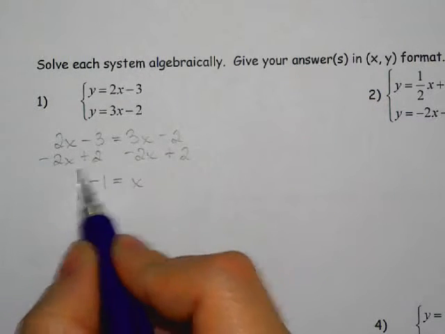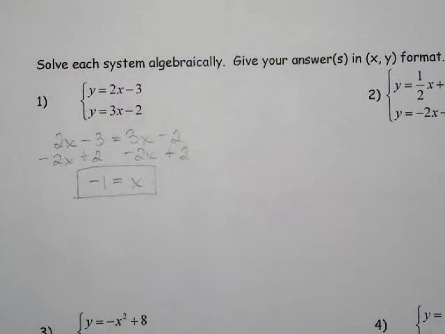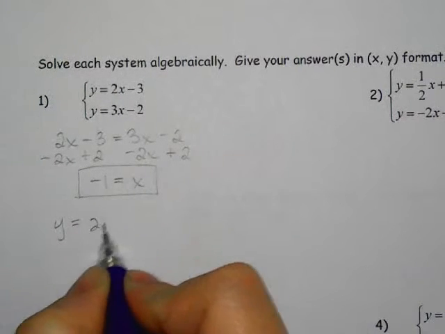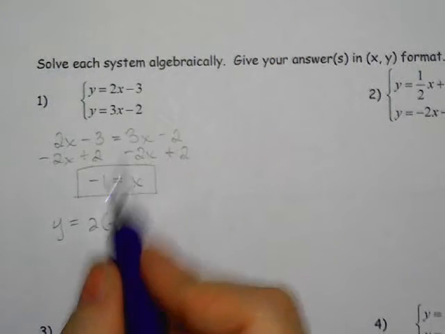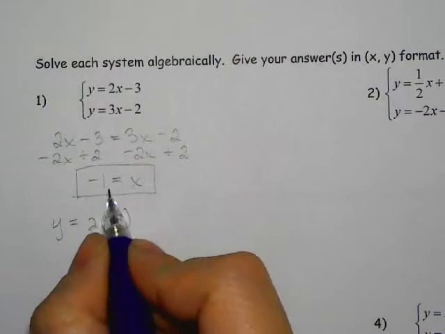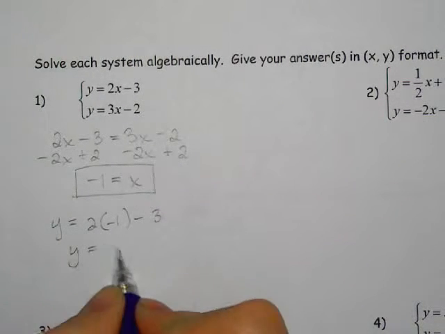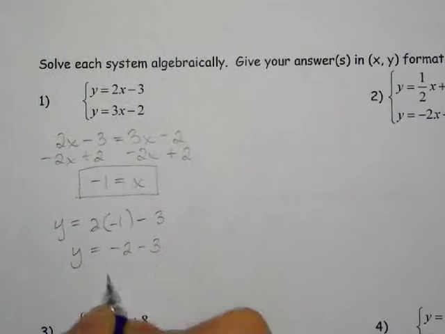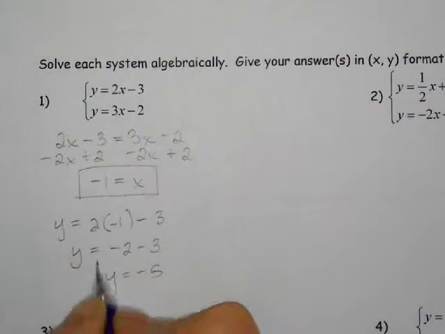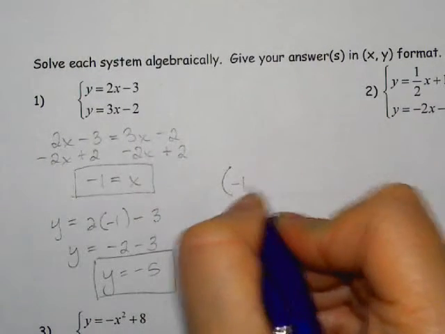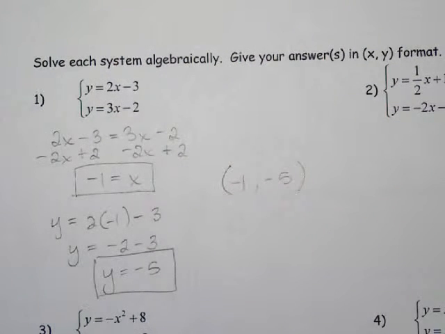That's my x value. And this is an important part because a lot of people forget it. Once I solve for x, what else do I have to do? I have to solve for y. So I can use either equation, so y equals 2 times negative 1, and plug that negative 1 in for x. So y equals negative 2 minus 3, so y equals negative 5. So my solution, my point of intersection, is negative 1, negative 5.